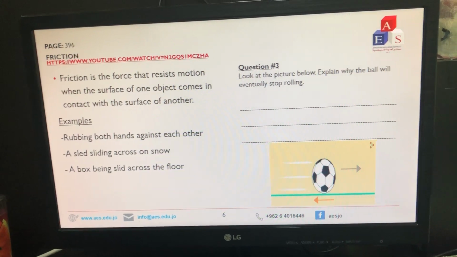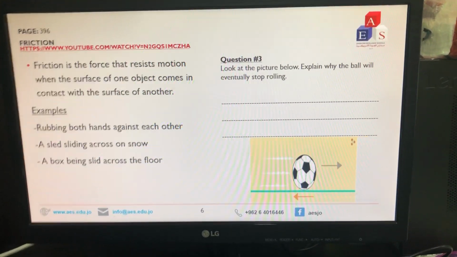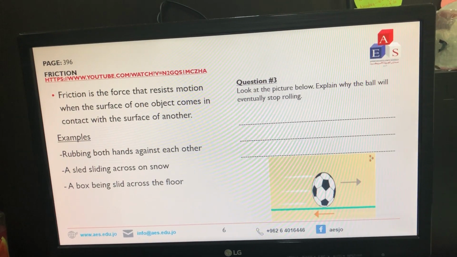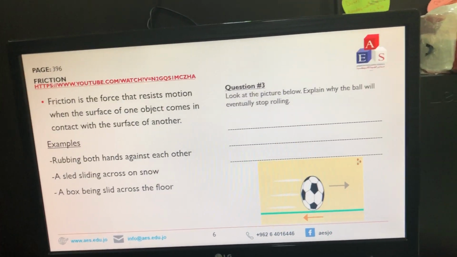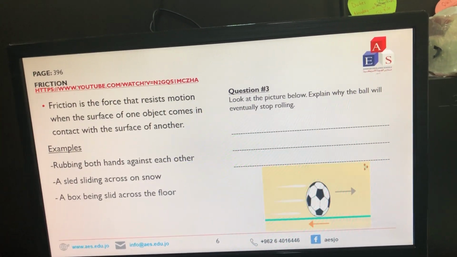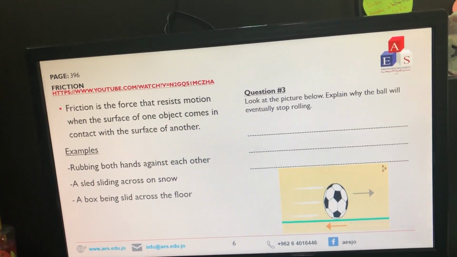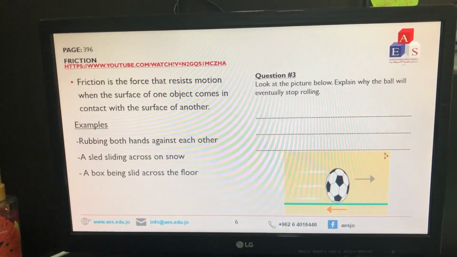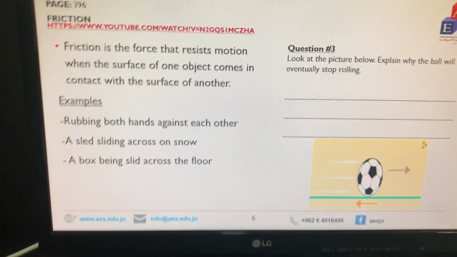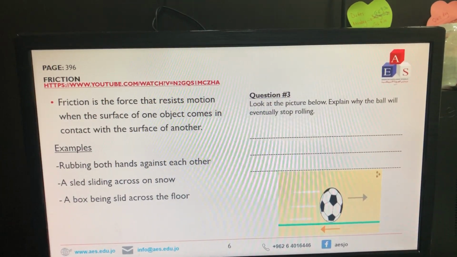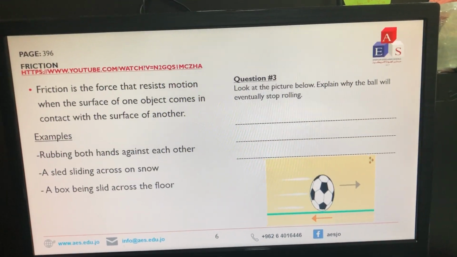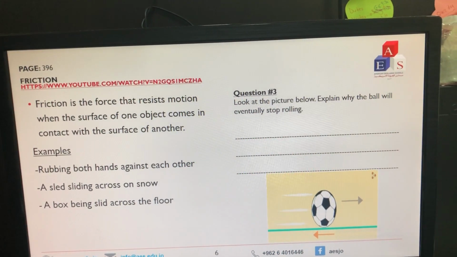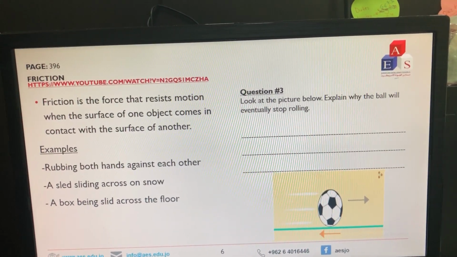Alright, now page 396, friction. First of all, again, watch the video and then read the summary. Now, friction, grade 6, is a type of force that acts on two objects that are in contact with each other. So in order to have friction, the objects' surfaces need to rub against each other. Now, look at the examples. For example, when you rub your hands against each other, we have two surfaces rubbing against each other, one hand with the other hand. So there's definitely going to be friction.